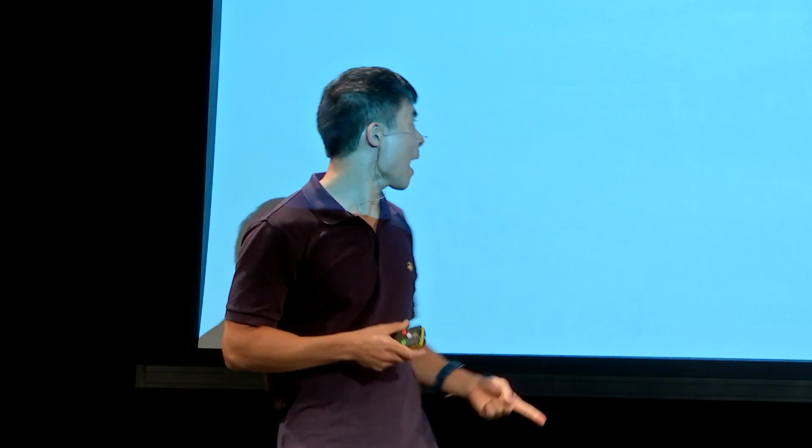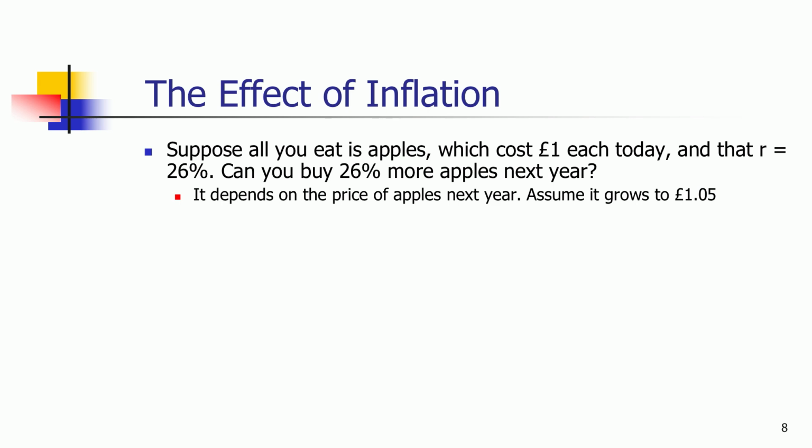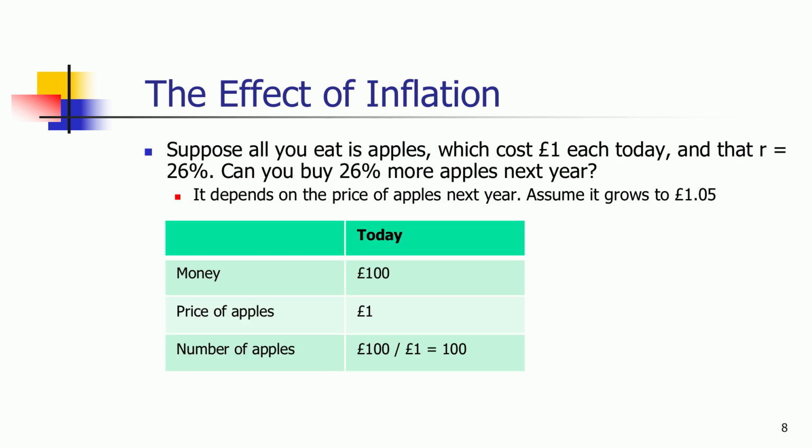Inflation is if you have the same good, but it goes up in price from year to year. So one apple this year and an apple next year, that's of exactly the same quality. But if the apple has gone up from £1 to £1.05, that is said to be 5% inflation. So why does that matter? So let's go back to where we are today. We have £100. All we buy is apples. The apples cost £1 each. How many apples can we buy?